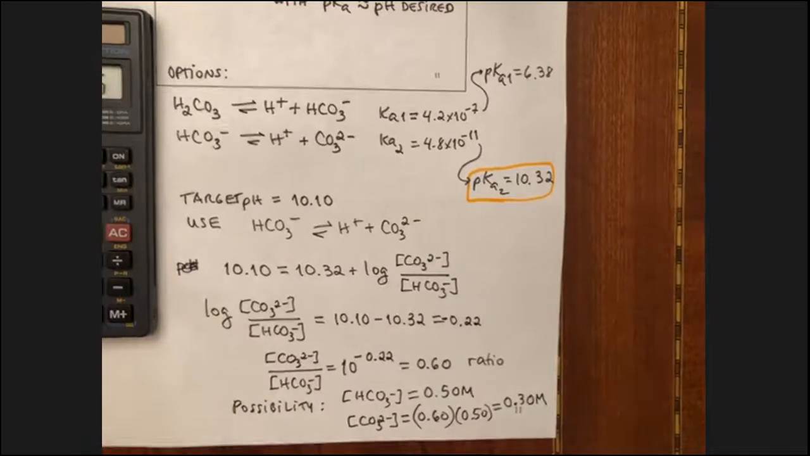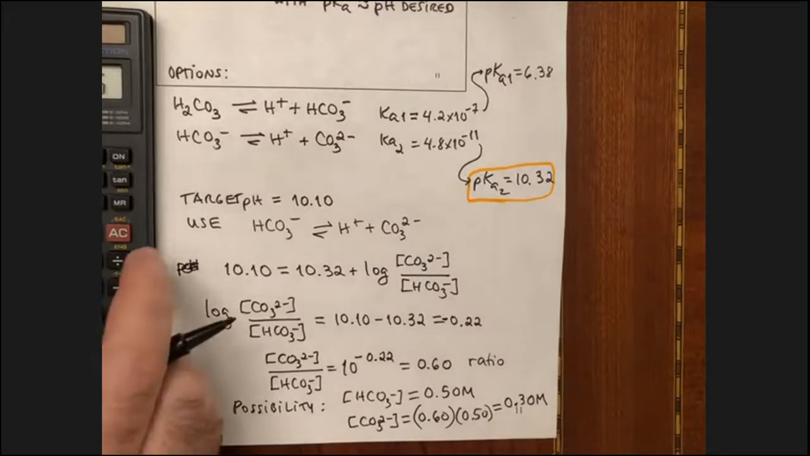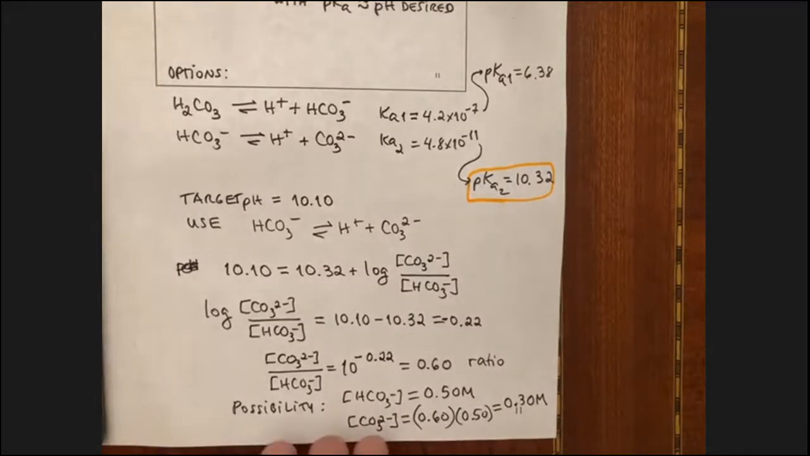So the key here is I had to make a solution that will be 0.5 molar in sodium bicarbonate and 0.30 molar in sodium carbonate in a liter, and that should give me a solution that has buffering capacity around pH 10.10. All right. So that's how you solve these kinds of problems.